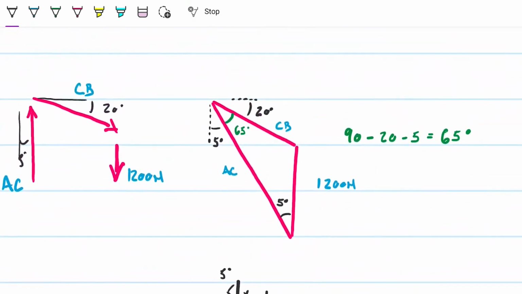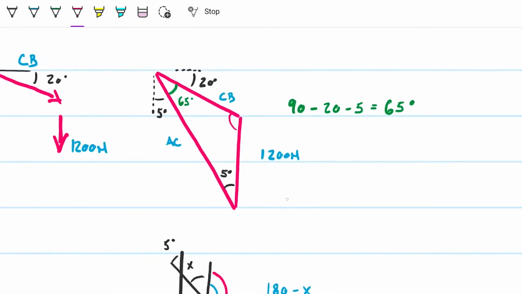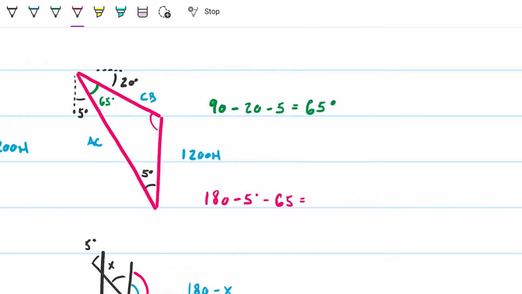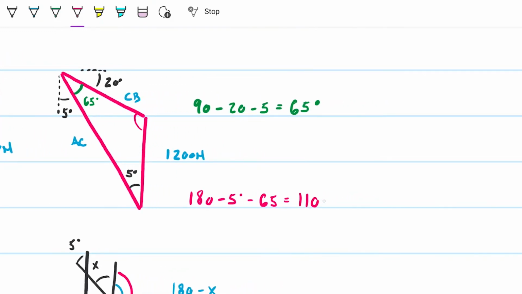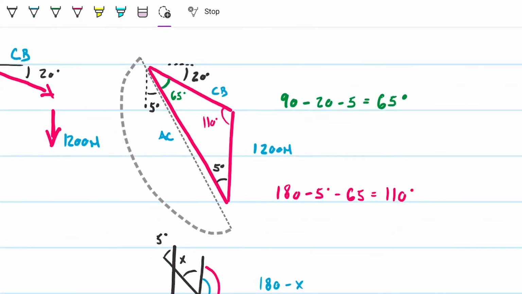It's the same vertical line, right? So this vertical line here is the same as this vertical line here, so therefore the angle has to be the same. And finally, obviously, this pink line here will just be the sum of the internal angles of the triangle, so that's 180 minus the 5 that we already have, minus the 65 we already have. And that is minus 70, so this is 110 degrees. 110 degrees. So that completes a triangle.